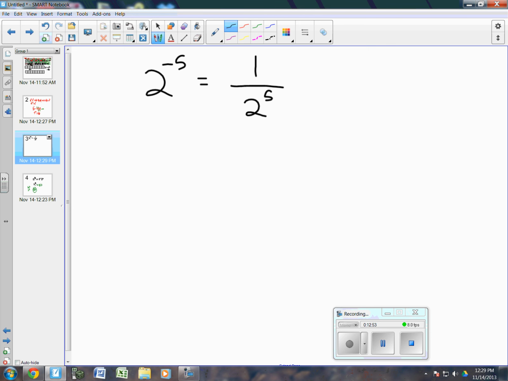Anytime you have, just remember this right now. We're going to talk about why it's like that. But 2 to the negative 5th power, if you have something at a negative power in the numerator, put it down in the denominator and make it a positive exponent. Okay? And then 2 to the 5th power is 32, so you could write it as 1 over 32. 2 times 2 is 4, times another 2 is 8, times another 2 is 16, times the 5th 2 would be 32. Okay?